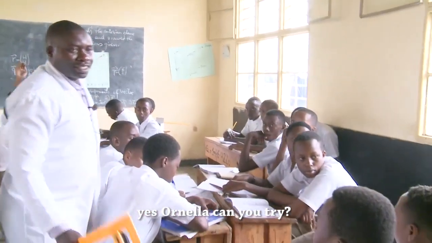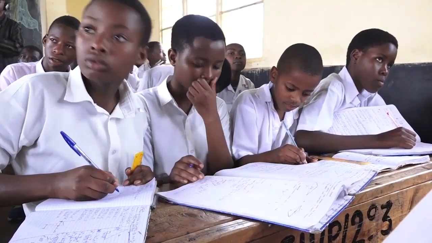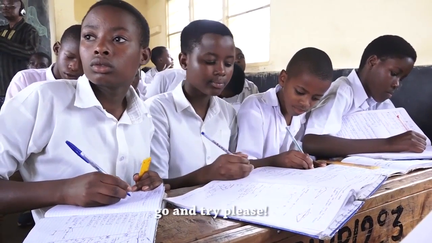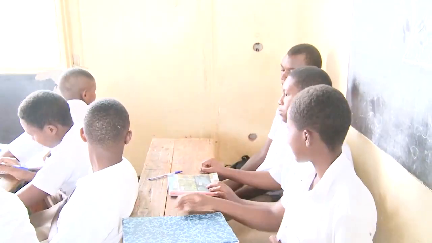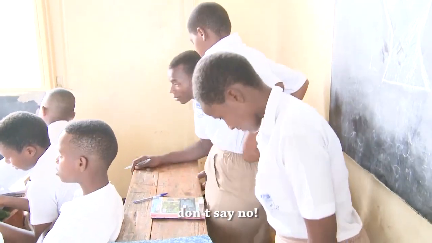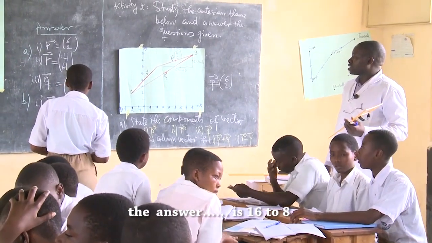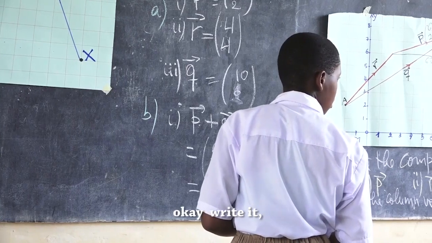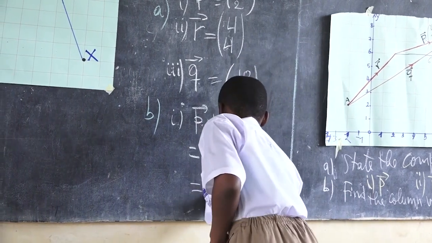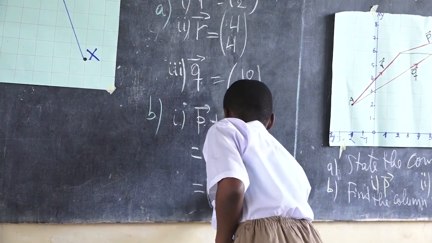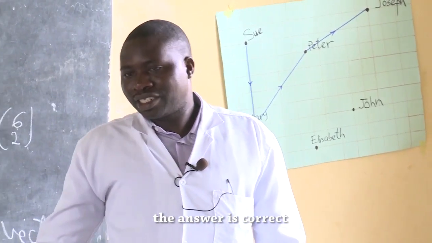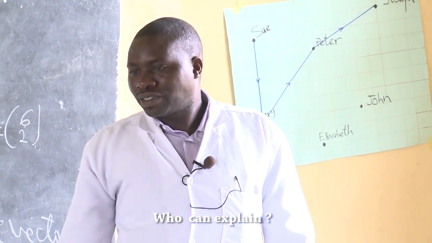Orunir, can you try? Go and try, please. Don't say no. Equal 16, vector 3. Okay, write it. The answer is correct. But who can explain?